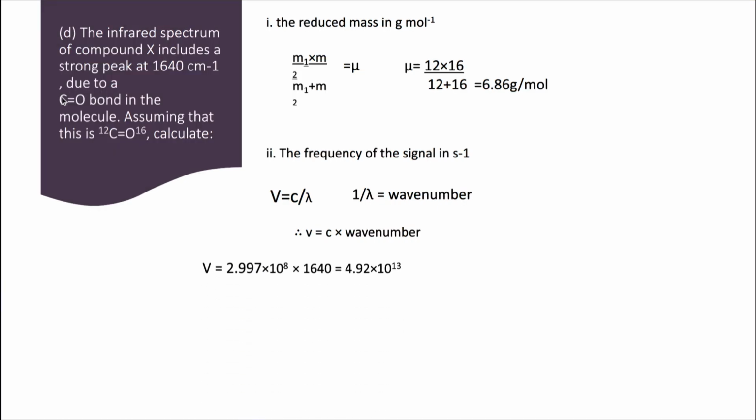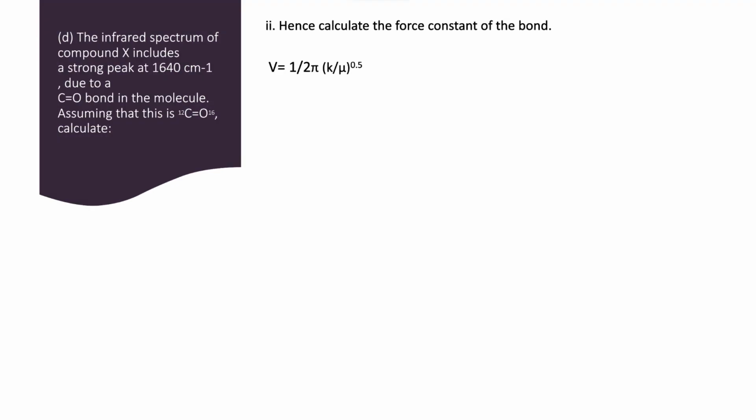For the same question, hence find the force constant of the bond. The equation is frequency equals 1 over 2 pi times K over mu to the power of 0.5. First we need to convert the reduced mass to kilograms per bond. So we divide 6.86 by 6.022 times 10 to the 23 to get 1.13 times 10 to the minus 23 grams per bond, and then we divide again by 1,000 to get 1.13 times 10 to the minus 26 kilograms per bond.